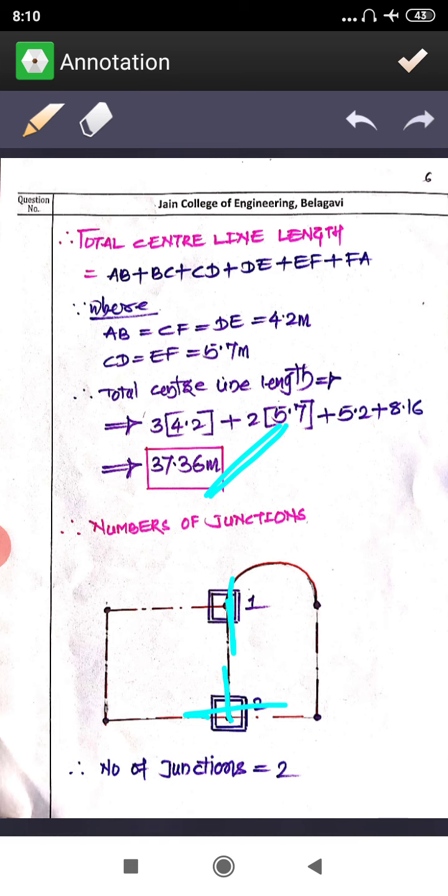Although this portion is a bit curved, still we consider it as a joint. So it is like this, right? So this is a T joint only. So two number of junctions are there.